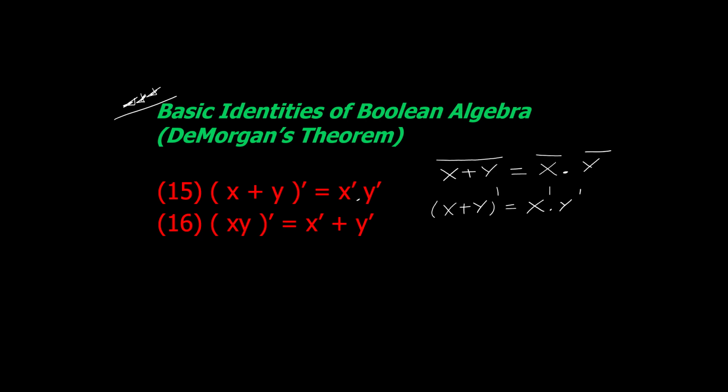A dot is here. Now again, you can also write xy whole bar. By default, you can assume that a dot is here. That will be equal to x bar, and this multiplication will be converted to plus y bar. You can write this. So this is De Morgan's theorem basically.